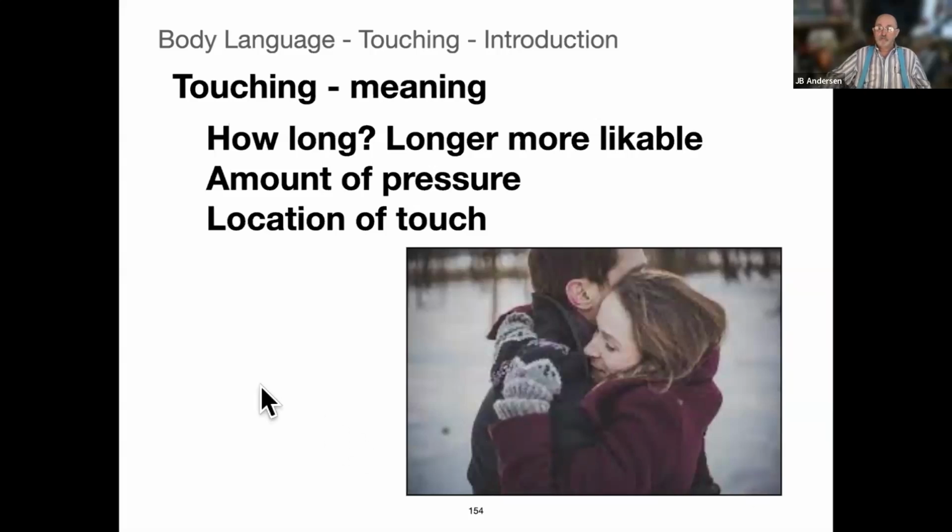Look at this couple. They are tight against each other. Arms are all the way around the back, pulling you in. Faces are touching each other. And this is a long-term hug lasting many seconds. That's a sign of super caring.